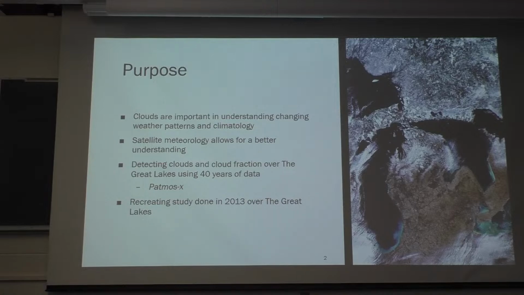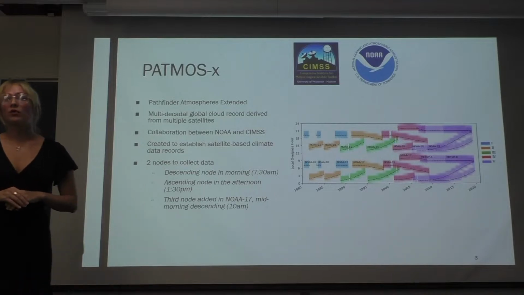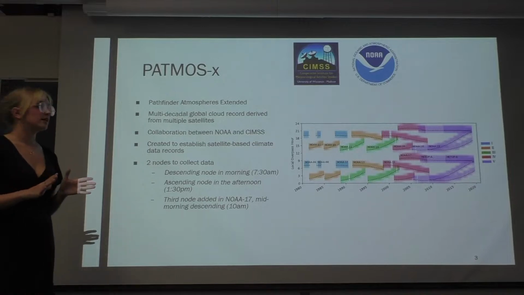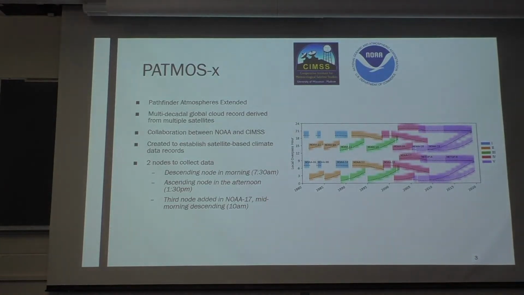To do this, we took cloud fraction over the Great Lakes using 40 years of data from the PATMOS-x cloud data. This was to recreate a study done in 2013 over the Great Lakes using a previous version of PATMOS-x. PATMOS-x stands for Pathfinder Atmospheres Extended. It is a multi-decadal global cloud record derived from multiple satellites. The figure on the right shows the different satellites that make up this cloud record. It starts from NOAA 6 and goes until NOAA 19, and it has some European satellites, MetOp-A and MetOp-B, as well.